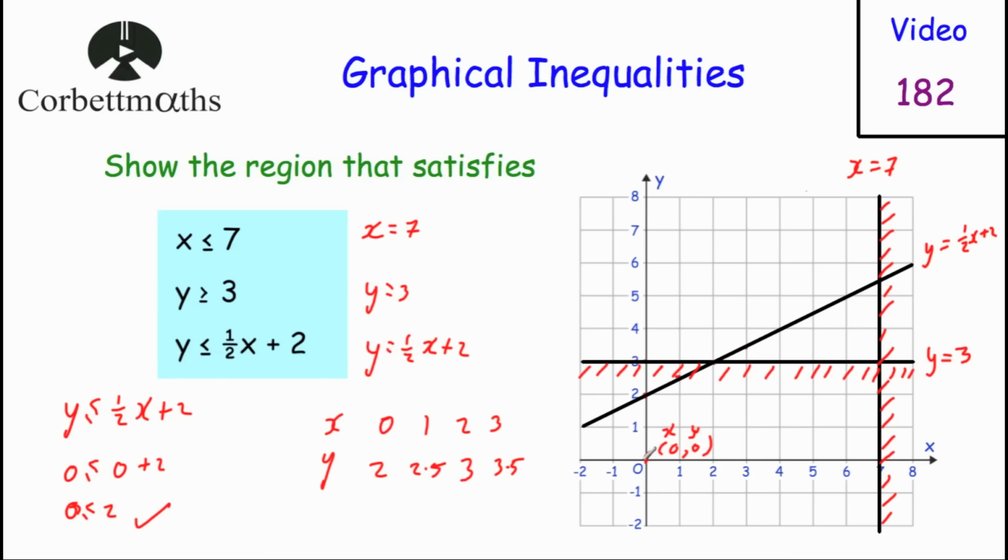So that means that this point, the origin (0, 0), satisfies this inequality. It works. That means that below this diagonal line is the region we want to keep, and above the diagonal line is the region we don't want to keep.